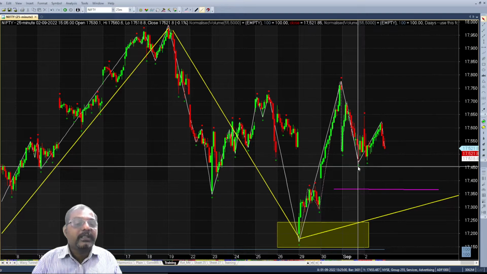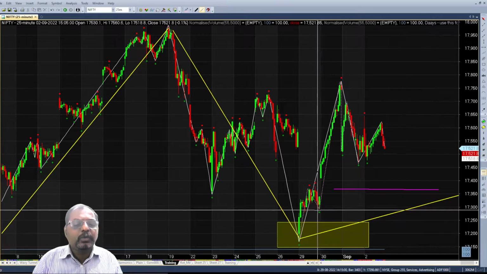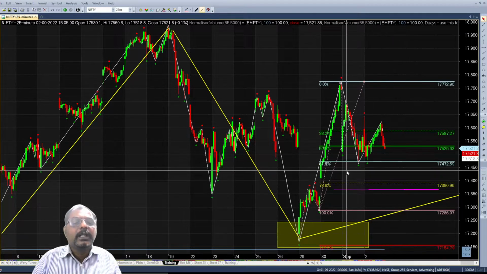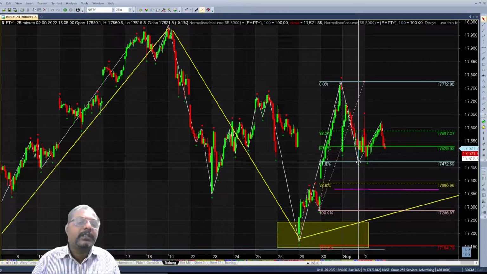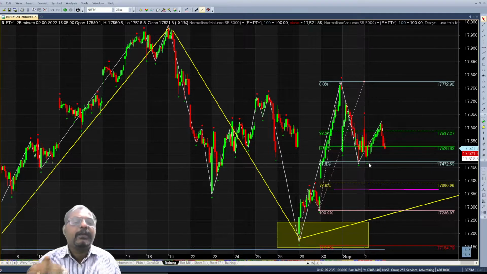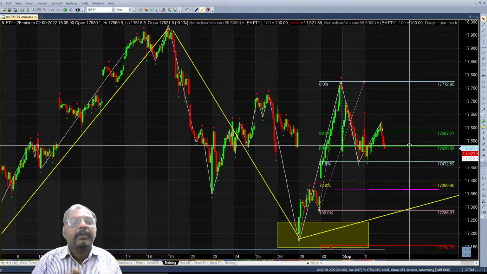Okay, so how did I estimate this level? Very simple. Usually it will come down to 50% to 61%. You look at this, perfect 61% of this. Okay, so 17,450, 470 was my target. That is where the markets came and started reversing.